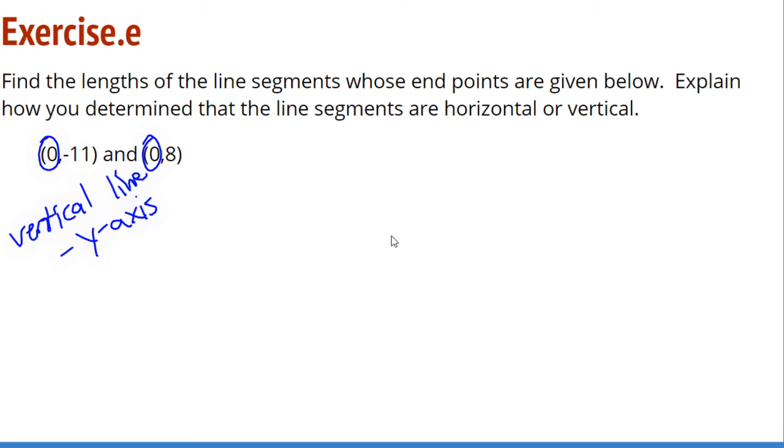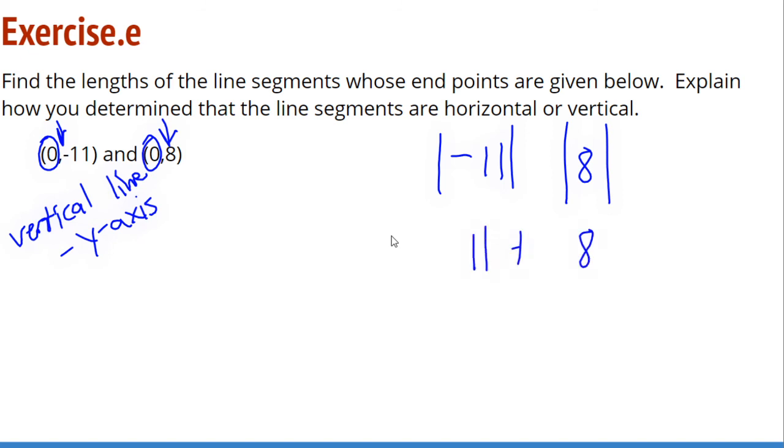Alright, so now that I know I've got a vertical line, I need to find out how far apart these points are. I've got a -11 and I've got an 8. I noticed that this was negative and this was positive, so they are going to be on opposite sides of the axis. They're on opposite sides of 0. So I'll find the absolute value, 11 and 8, and because they're on opposite sides, I will add them together and get a total of 19 units. Their distance is 19 units.